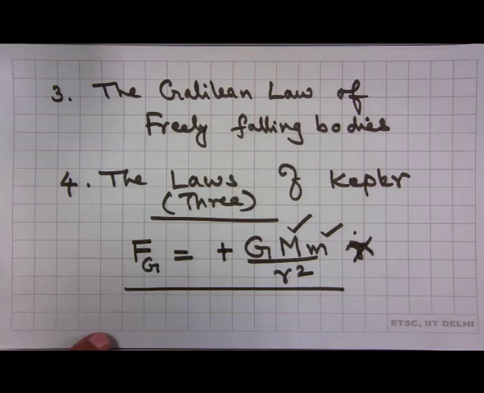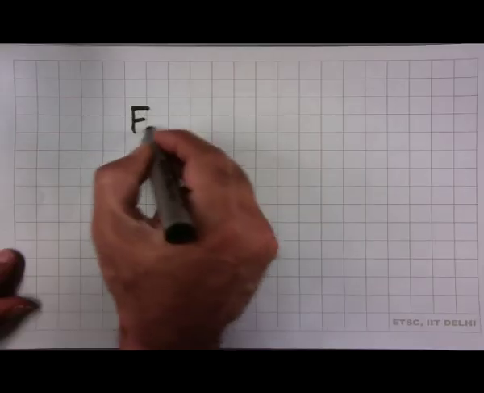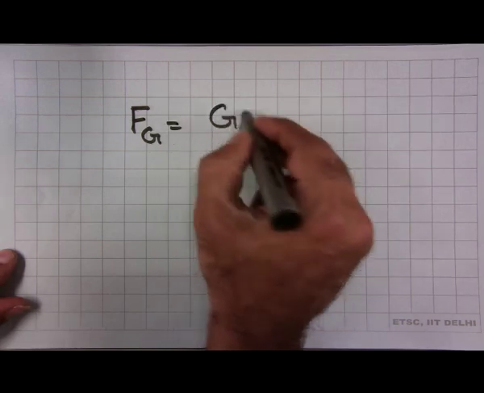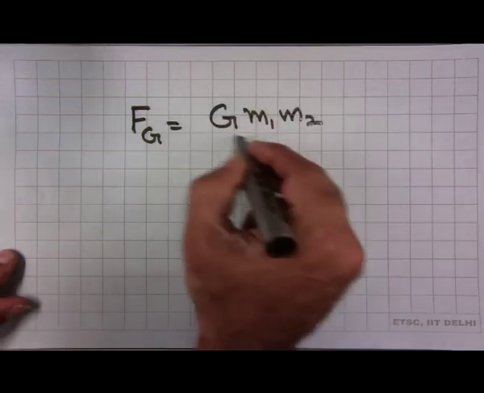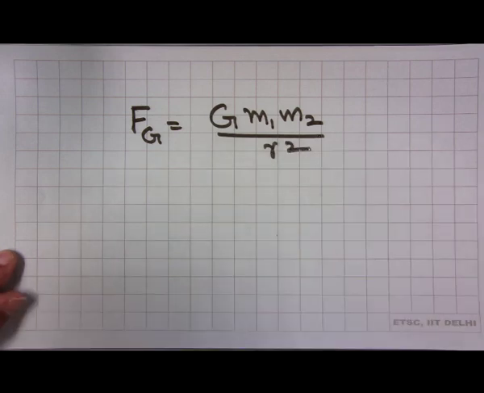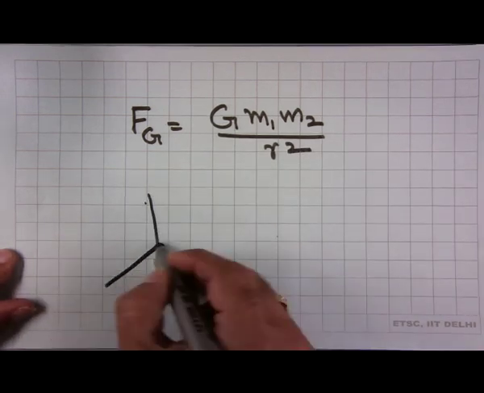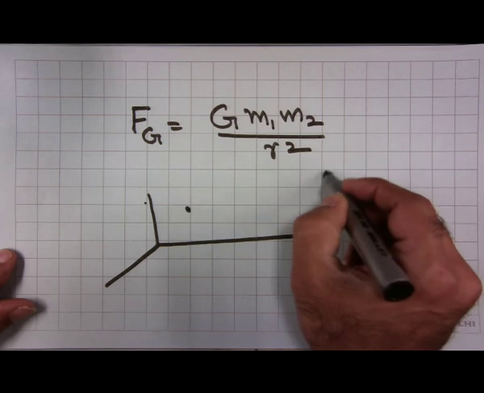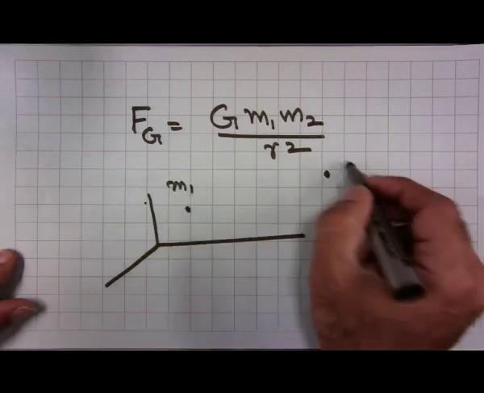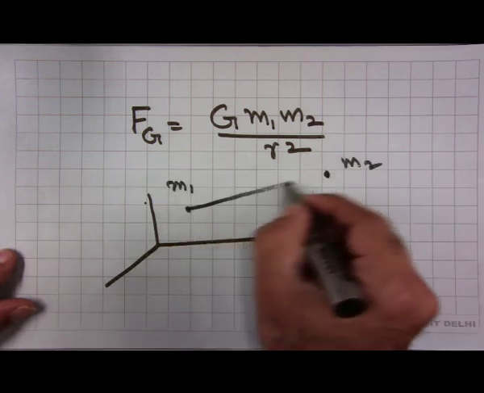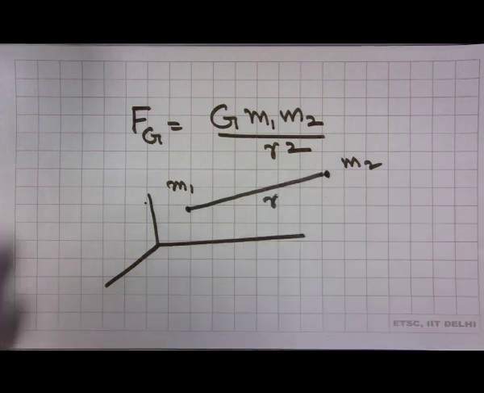At this point, we should not assume that capital M stands for a larger mass and small m stands for a smaller mass. In fact, it is better to formulate the law without any such prejudice. Therefore, I will write Fg is equal to G m1 m2 by r squared. So what do I mean by that? I will place a mass m1 here. I will place a mass m2 here, m1, m2. This is the distance r, that is what I have.